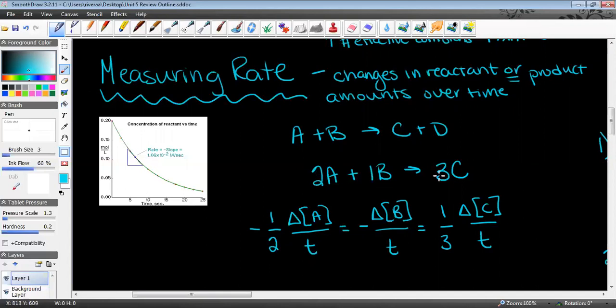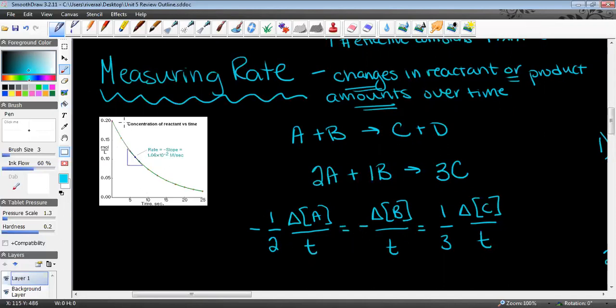We can compare the rates of the disappearance of the reactants to the appearance of the products by looking at those coefficients, okay? And it could be change in concentration, it could be change in pressure, it could be change in pH, it could be change in volume of a gas, it could be change in mass. It really could be change in anything that can measure amount over time, okay?